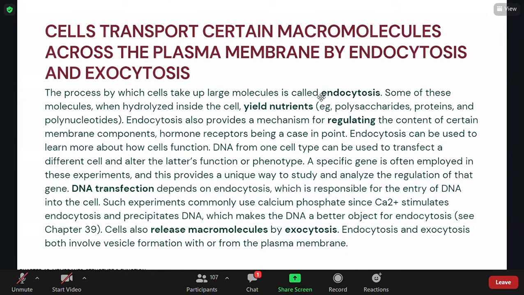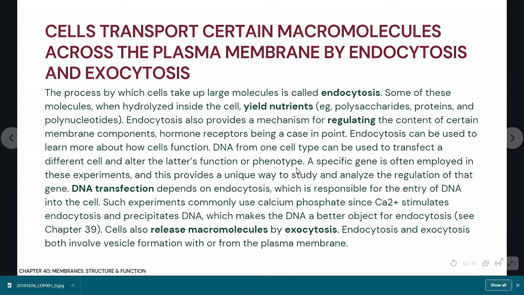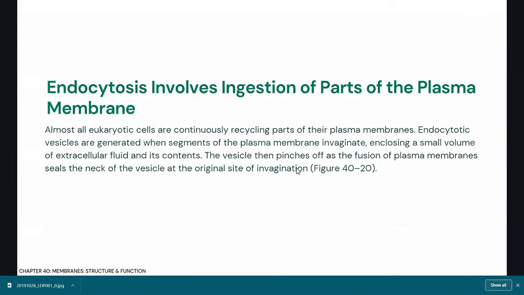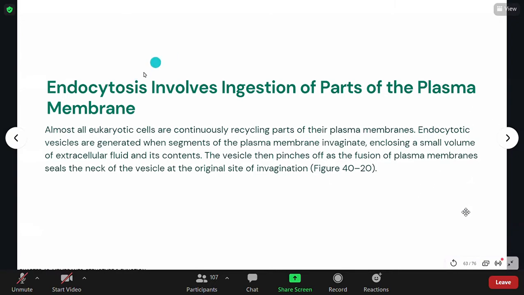Endocytosis and exocytosis. These are for large molecules, macromolecules like polysaccharides, proteins, polynucleotides. Endocytosis involves ingestion of parts of the plasma membrane. Sometimes endocytosis is also called cell drinking. The cell is drinking.